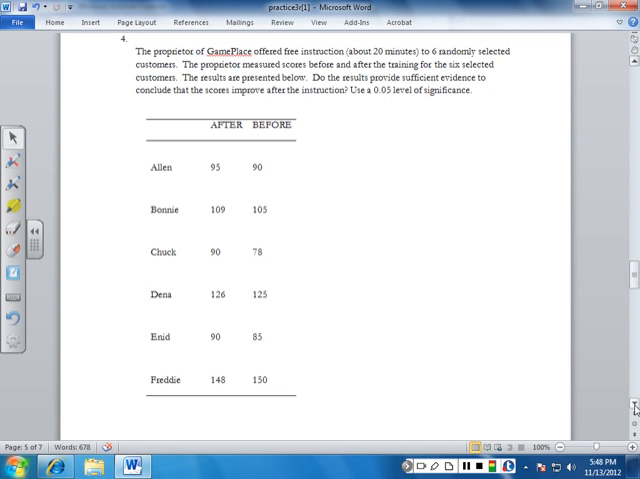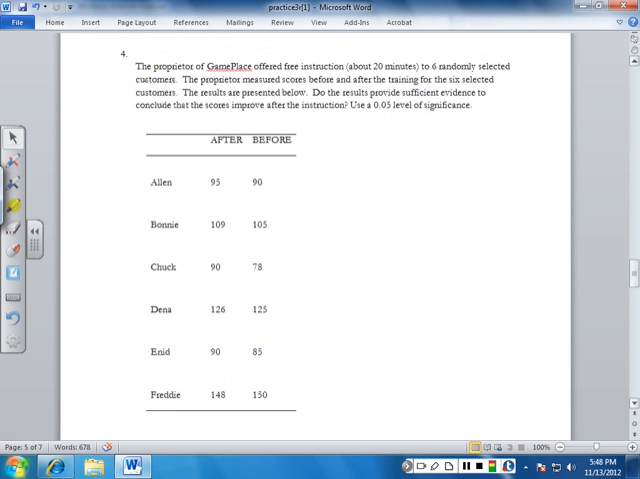Then the hypotheses. Be careful on this one. There's only one sample here. That means there's only one mean. It's not mu A and mu B. It's just one mean.